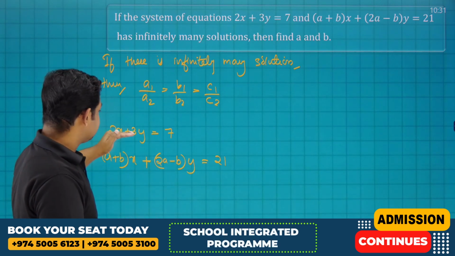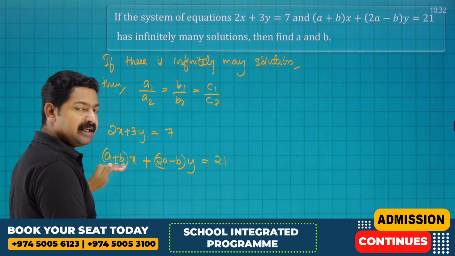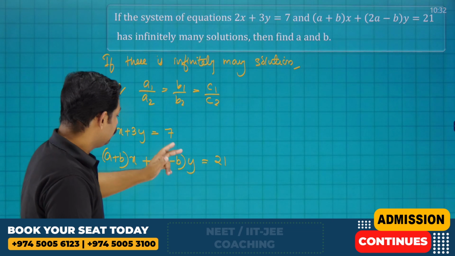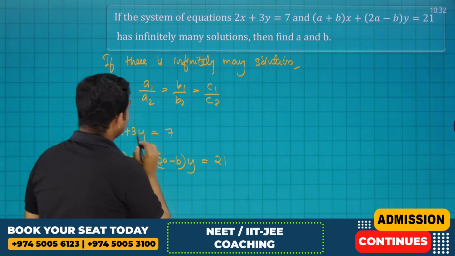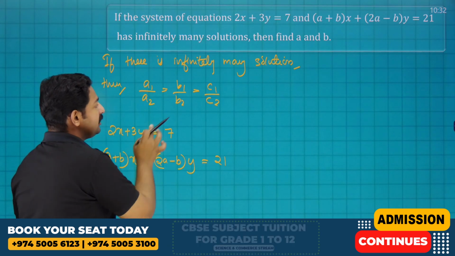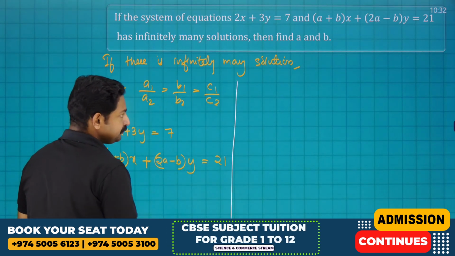So here from the first equation we will get a1 b1 c1, from the second equation we will get a2 b2 c2. So first of all we need to get the value of a and b, right? So for that, first of all, I am equating these two, that is a1 by a2 is equal to b1 by b2. I am equating.